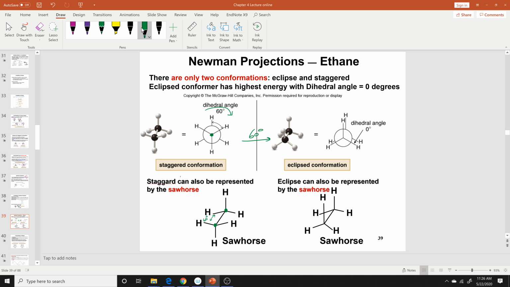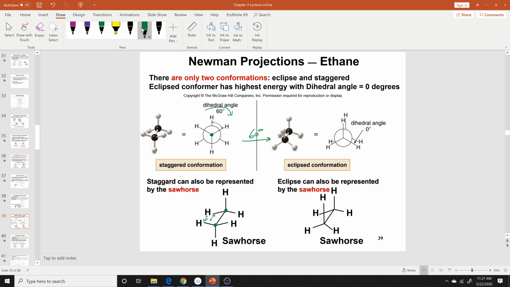With respect to the eclipse conformation, if I want to change it into a sawhorse, remember that with eclipse, all bonds align with each other. The angle between them is zero, so there is a lot of strain in there. There's a lot of repulsion in this case, and we will talk about the types of interactions that you have between the two hydrogens that are eclipsing each other.